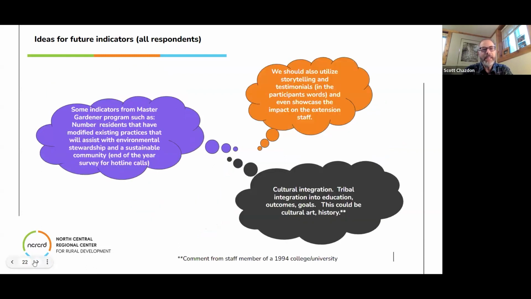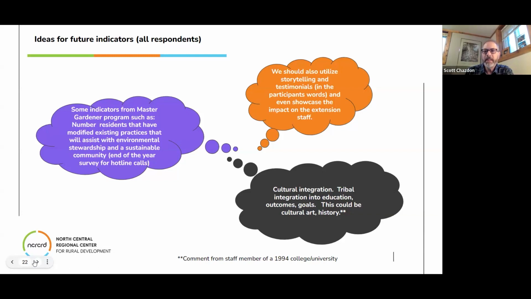A respondent commented that the Master Gardener program in their state has a lot of indicators we could look at. This one was residents that have modified existing practices that will assist with environmental stewardship and a sustainable community. And this gets at kind of another area generally around environmental sustainability or climate change that our current set of indicators does not address.